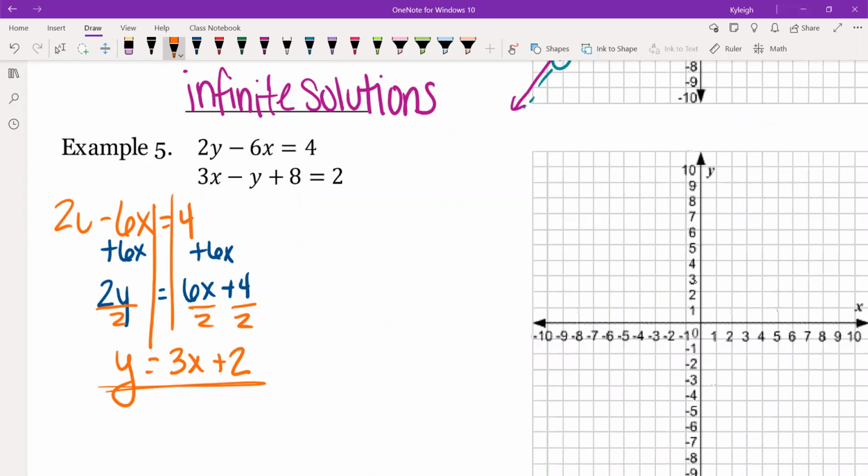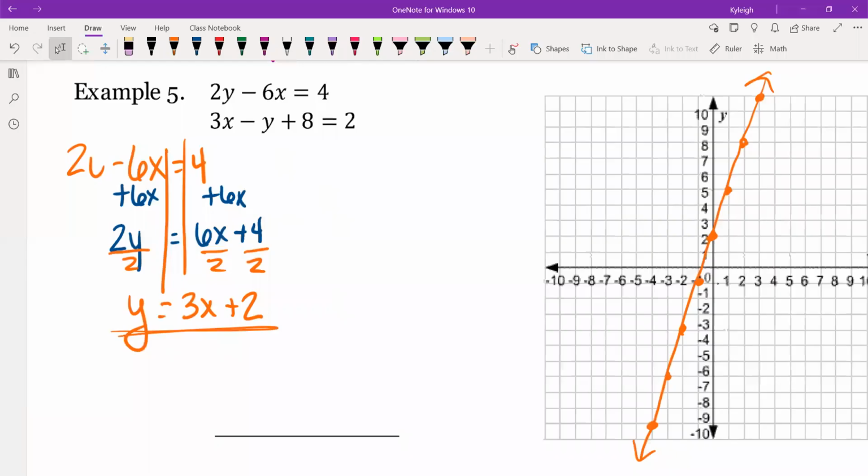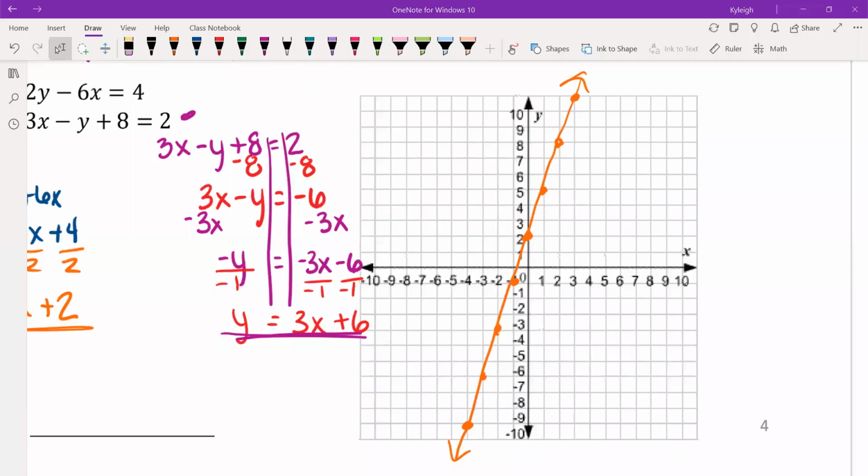And we can graph that now. And it looks like this. Now we're going to work on the second equation, which is this one. It looks like it's a little bit more detailed to solve, so be careful. You needed to subtract 8 first, then we got -6, and then it's just like normal, subtract 3x. What you need to keep in mind is that this is a -1 here. So then you divide everything by -1, and then we got 3x plus 6.